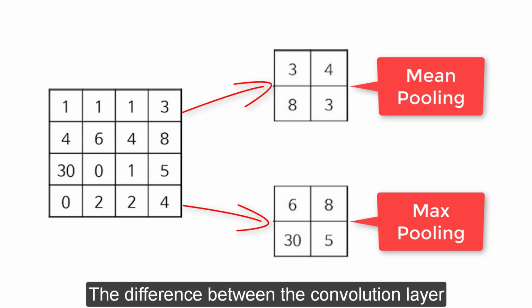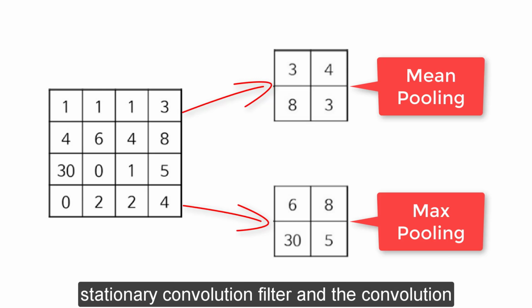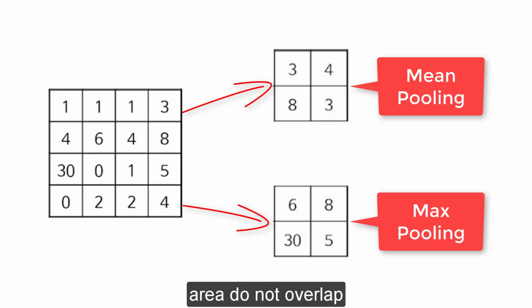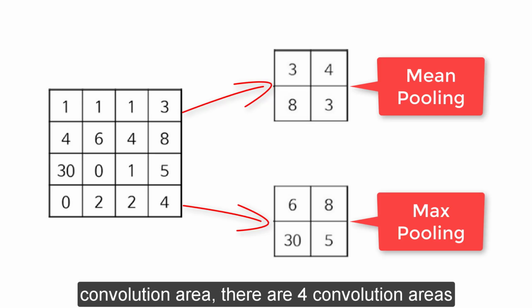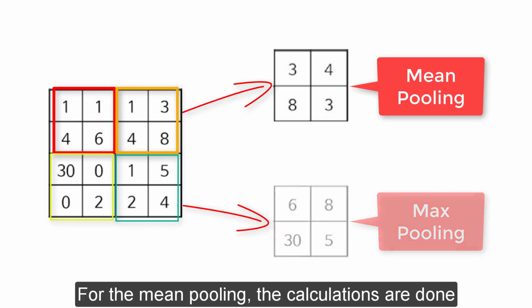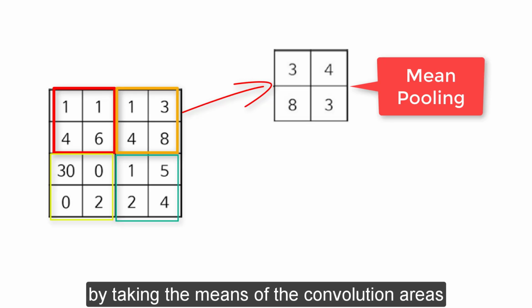The difference between the convolution layer and this convolution operation is that the convolution filter is stationary and the convolution areas do not overlap. Therefore, if we take 2 into 2 matrix as the convolution area, there are 4 convolution areas. For the mean pooling, the calculations are done by taking the means of the convolution areas.